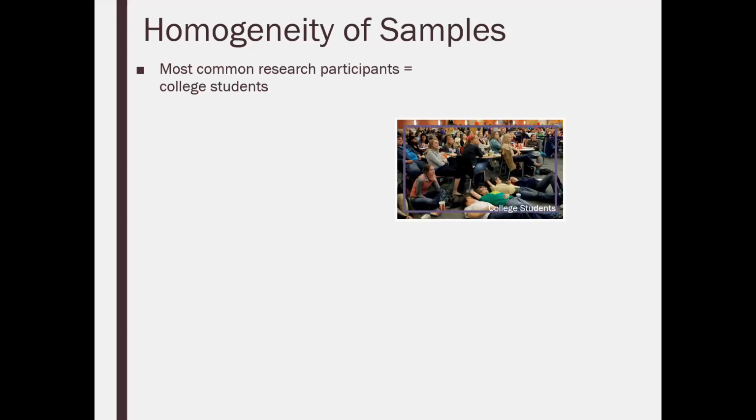All right. So homogeneity of samples refers to one of the biggest complaints about how artificial research is, especially in psychology. They say, well, our most common research participants are college students. College students don't represent average people, and so our samples are faulty from the very beginning, and so it's a problem.